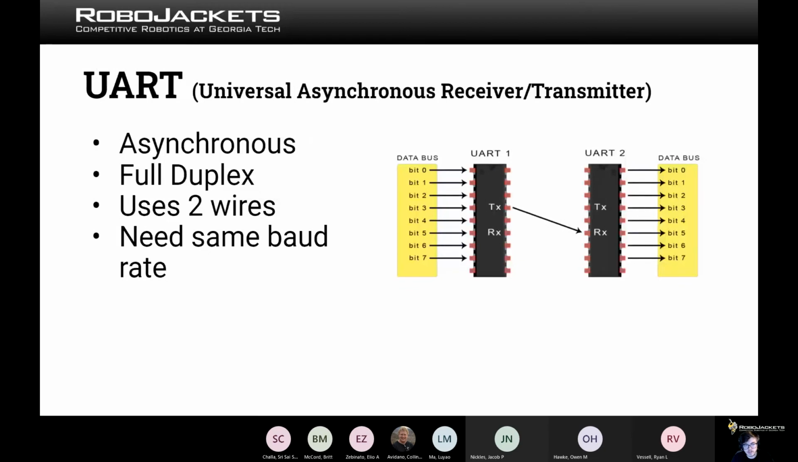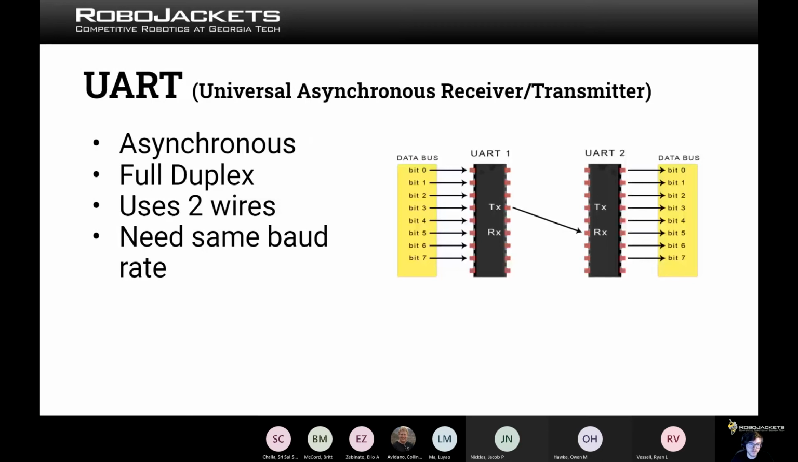So baud, we said, is our clock speed, but you have to set that on both sides independently because there isn't a clock. Modern devices can actually guess what the clock is, but older devices don't know what the clock is, so they won't know how fast to read information or how fast to write information. You might get overloaded, or it might just return garbage data.